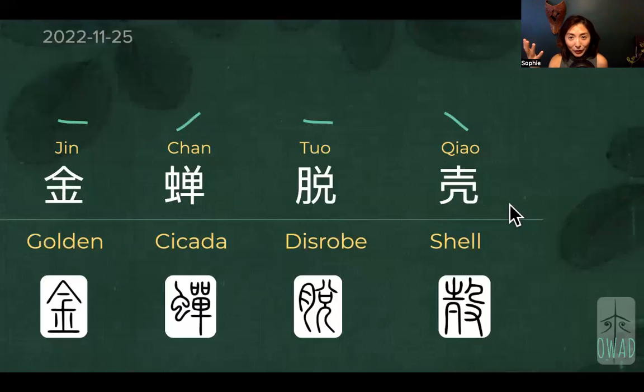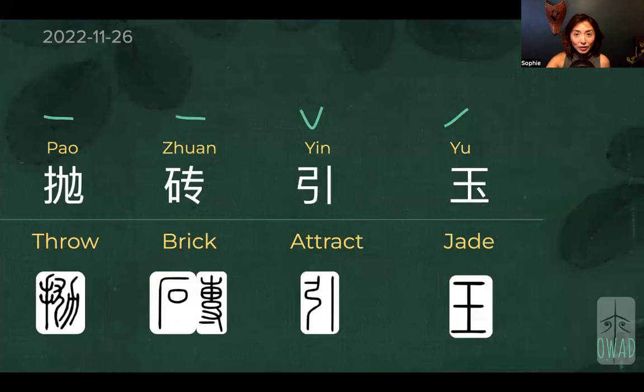So let's review yesterday. We have the number 1 tactic, which is to keep the facade, the shell, the same, but redistribute your energy and resources. That's the cicada shedding its shell, and then you try to get rid of it quietly. So basically you retreat quietly without being noticed. That's the number 1 strategy. Number 2, 抛砖引玉.